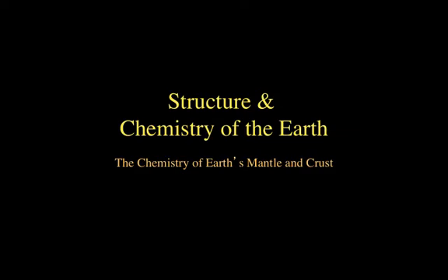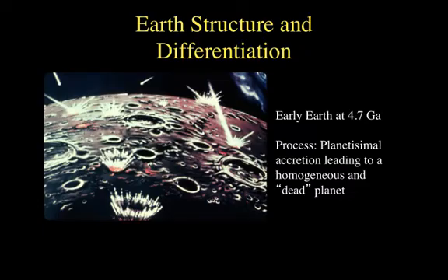Let's talk about the structure and chemistry of the Earth, and we'll focus on the chemistry of Earth's mantle and crust. So the early Earth formed at around 4.7 billion years ago, and the process involved planetesimal accretion that led to a homogeneous and dead planet.